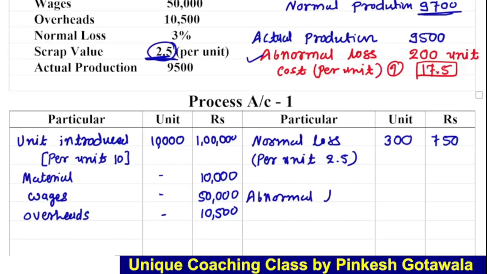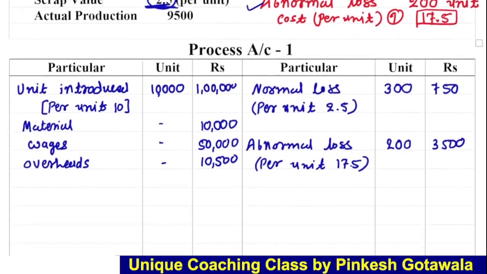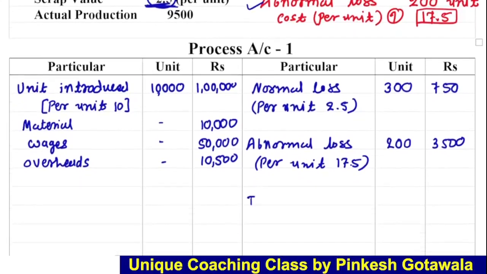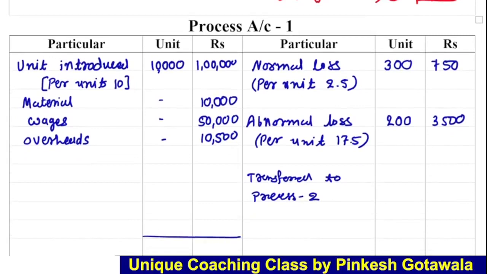Abnormal loss, how many loss? That is 200 units, and its per unit cost is 17.5. So 200 into 17.5, you will get 3,500. Now just close the account. Now nothing remaining. Whatever difference we get, we transfer to next process, means process 2. Now nothing, just close the account.